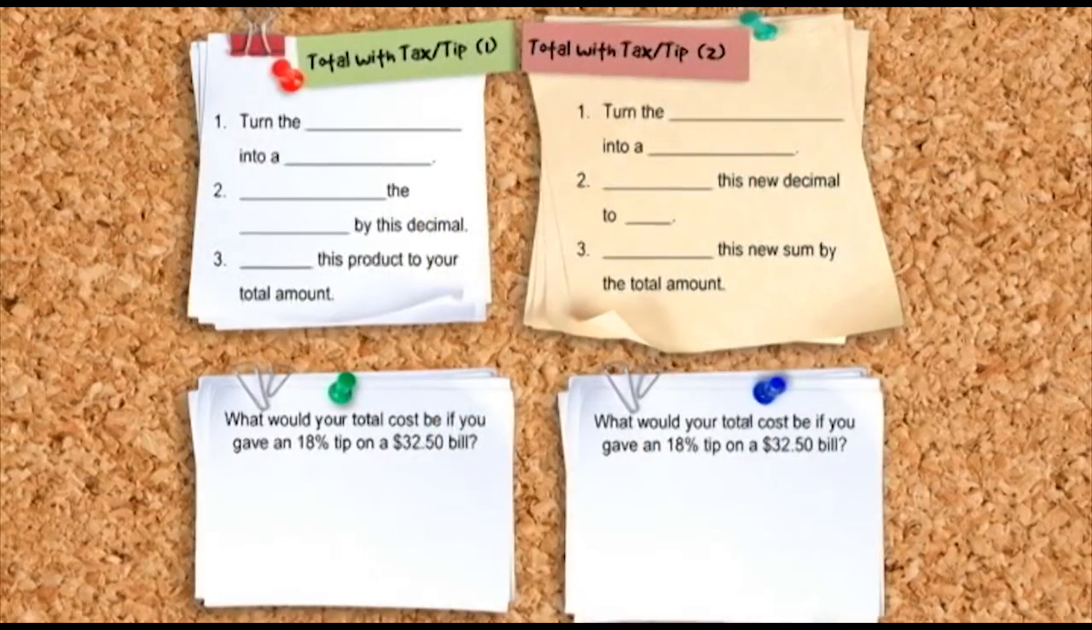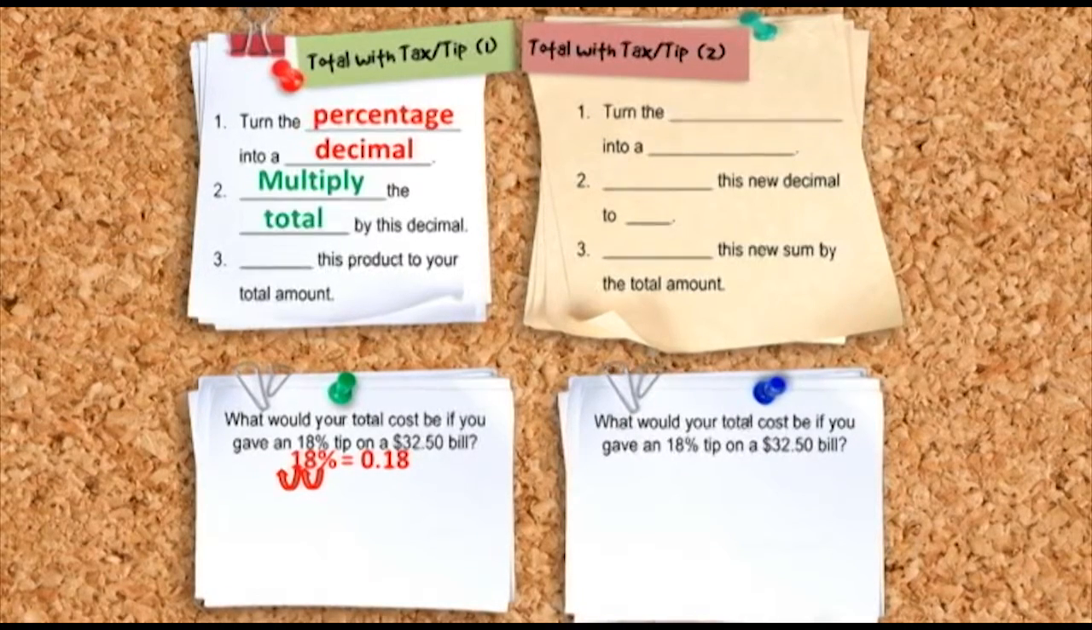If you ever wanted to find the total amount with a tax or tip added on, we would need to follow one of two methods. The first method, we would turn the percentage into a decimal. So if I took 18% tip on a $32.50 bill, I'm going to move that decimal over two places to the left, and I get 0.18.